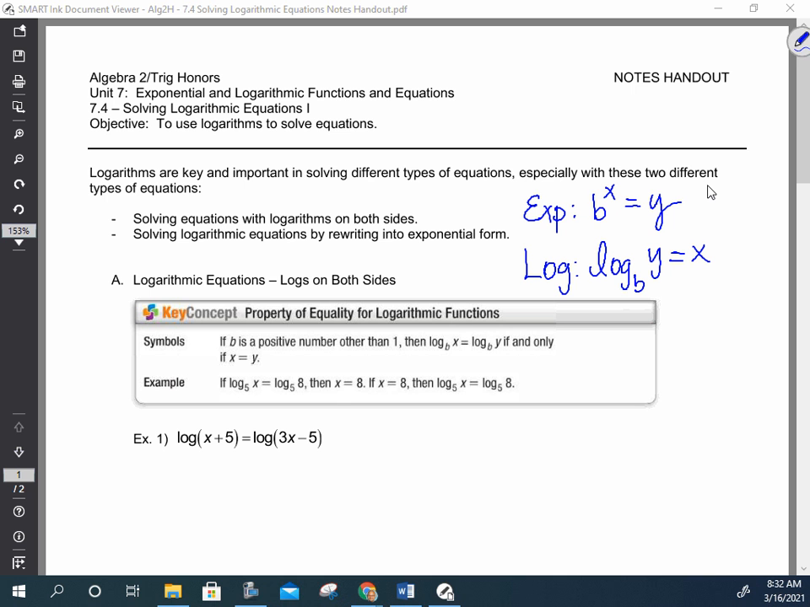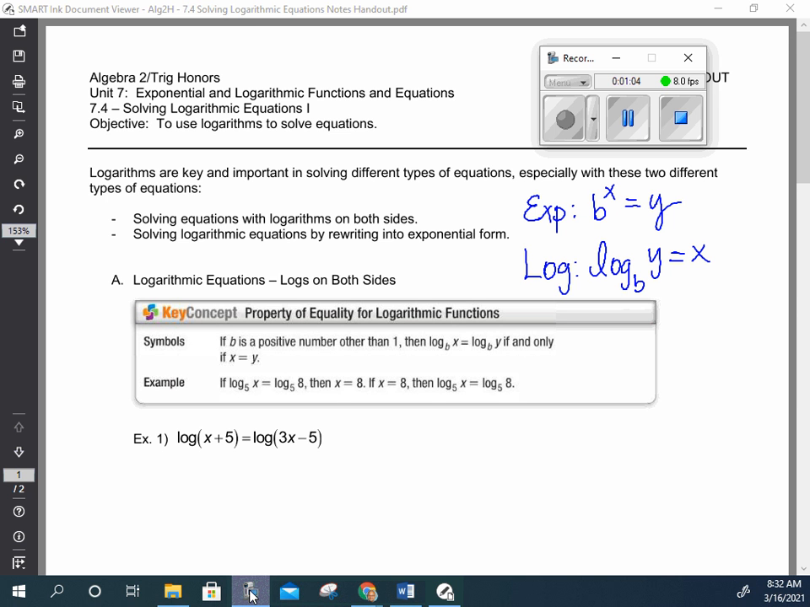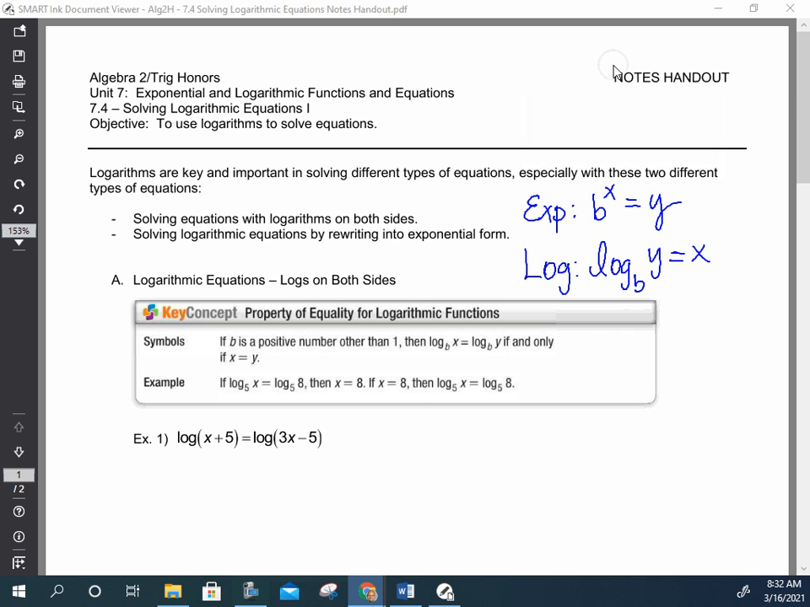Let's see, you can't see it. All right, just a second. Turn the record back on.